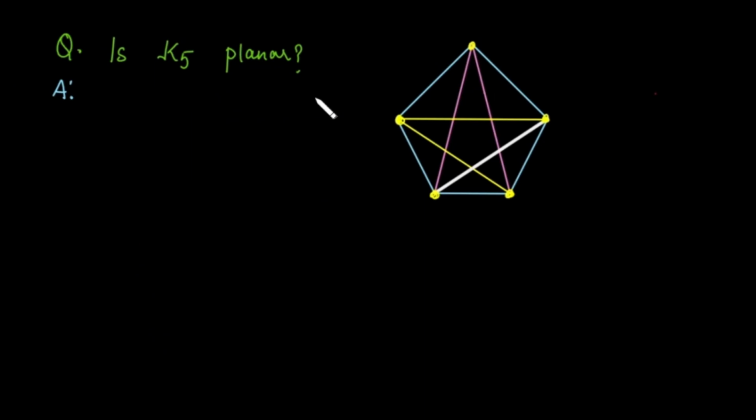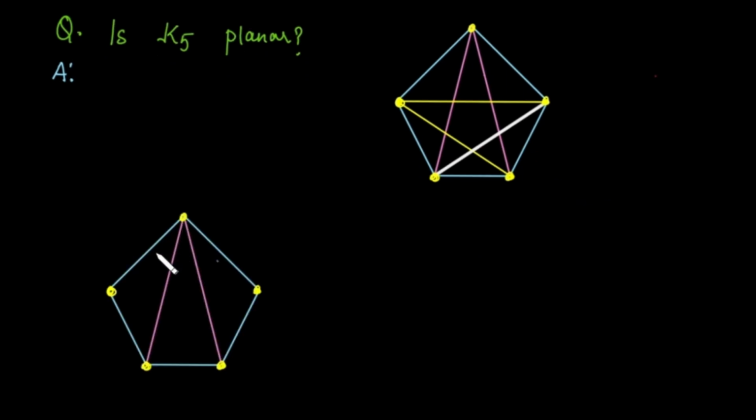Next, is K5 a planar graph? K5 is a complete graph with 5 vertices. We need to identify whether this is planar or not, meaning can you reconstruct this graph without crossing of the edges? Let's try it. For reconstruction, we have considered the boundaries and these two edges. Next, we need to reconstruct these three edges. For this, the yellow edge can be taken from the outside. Same for this edge, we can again take this edge from the outside.